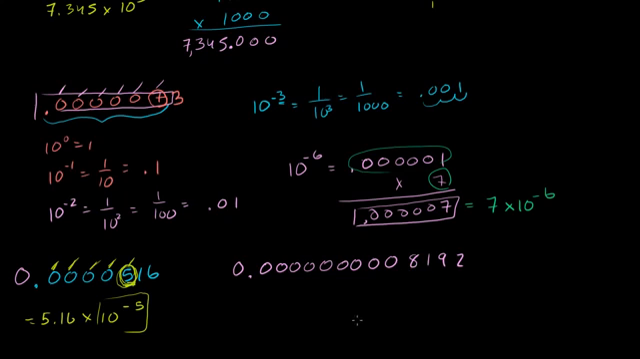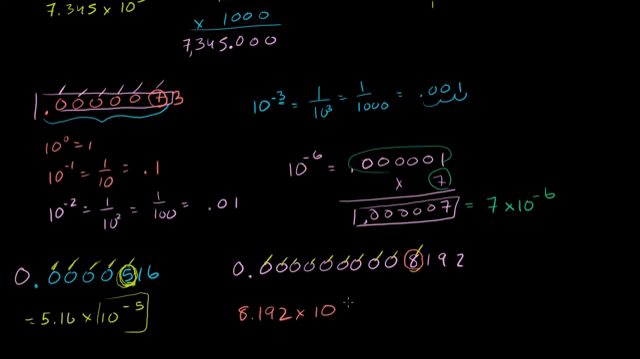But how would I write this in scientific notation? So I start off with the first non-zero number if I'm starting from the left. So it's going to be 8.192. I just put a decimal after the 8, and write 8.192 times 10 to the what? Well, I just count. Times 10 to the 1, 2, 3, 4, 5, 6, 7, 8, 9, 10.